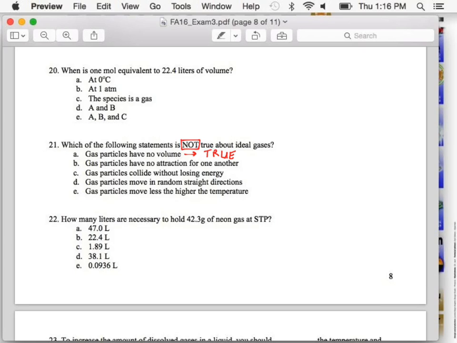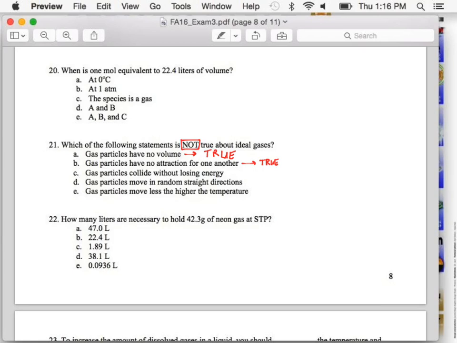Gas particles have no attraction for one another. It's also true. If they have an attraction for one another, it complicates things. Just think about life. No attraction to anybody, there wouldn't be a big deal. As soon as you get an attraction between one person and another, well, that other person has to be attracted to you too. Otherwise, it just sucks. So, gas particles, we assume no attraction.